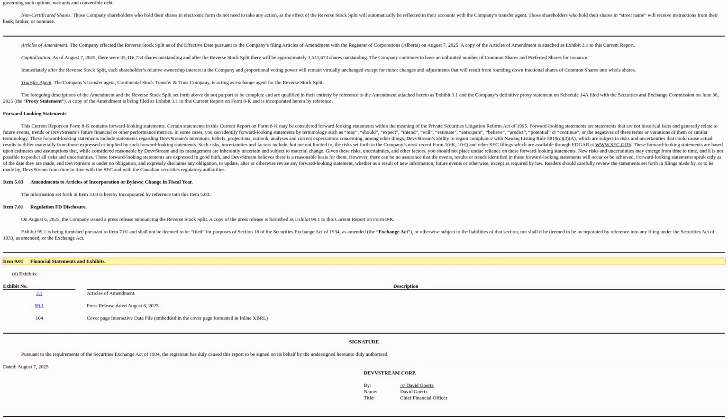The rounding down of fractional shares means some smaller shareholders might see their holdings slightly reduced without compensation, which isn't ideal for them. The real test for DevvStream will be whether this move, combined with their actual business performance, can lead to sustained growth and a higher market valuation. Keep a close eye on their future filings to see if this financial maneuver translates into tangible business success.